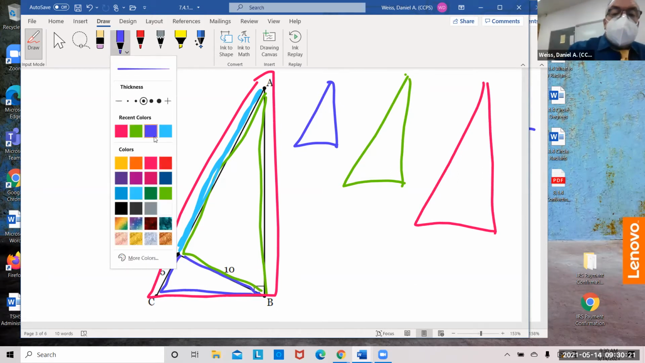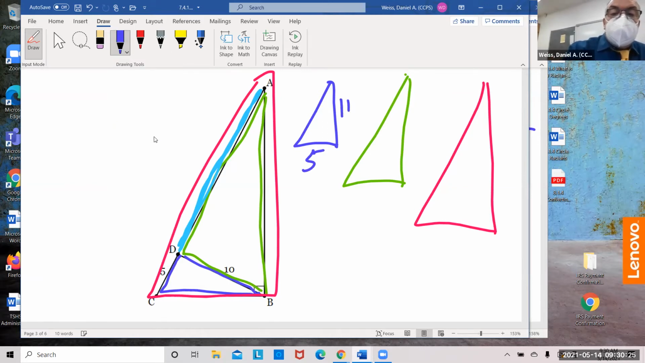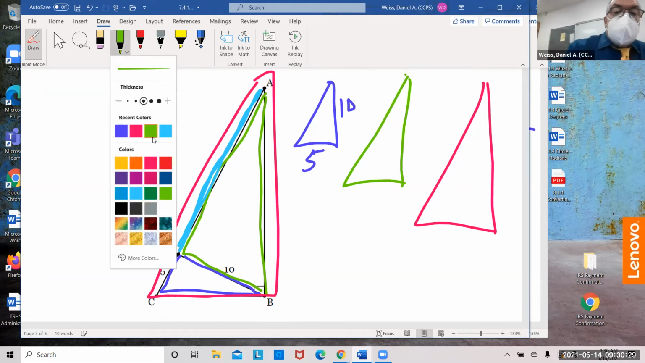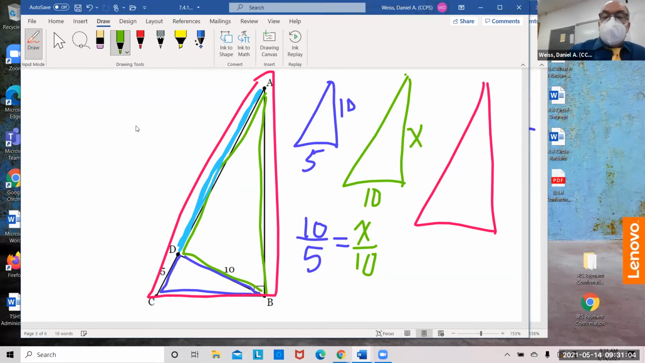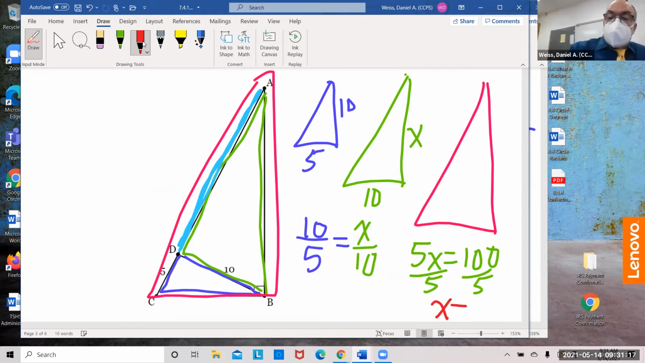The short side on the small triangle is 5. The long leg is 10. And the short leg on the green triangle, the mid-sized triangle, is 10. And I want to find the long leg. I'm going to call that X. Once I find X, I'm done. Let me do this before I confuse you more. 10 is to 5 as X is to 10. Cross multiply. 5X equals 100. Divide by 5. X equals 20. Right? Easy.